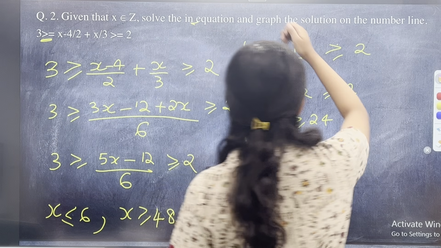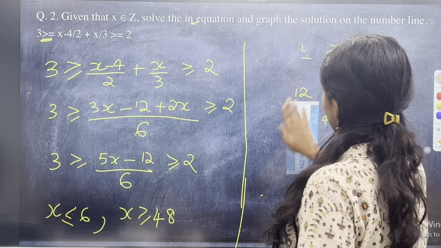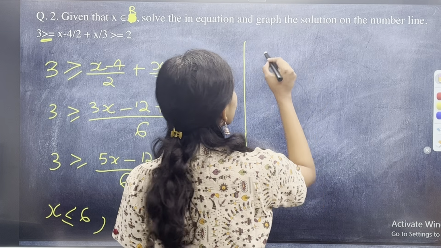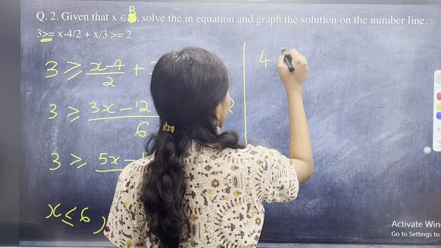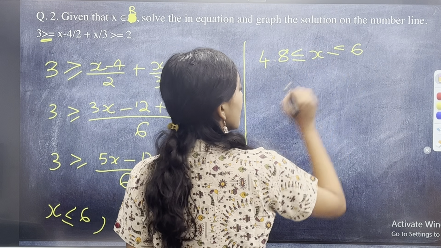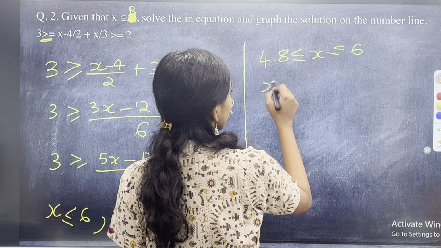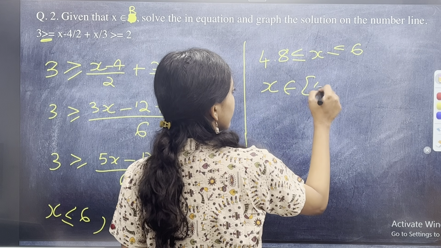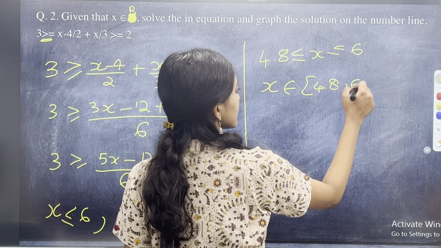How do you write this together? Let's write this together now. So it is basically 4.8 is less than or equal to x, which is less than or equal to 6. Okay, and then we can also write it as x belongs to [4.8, 6].